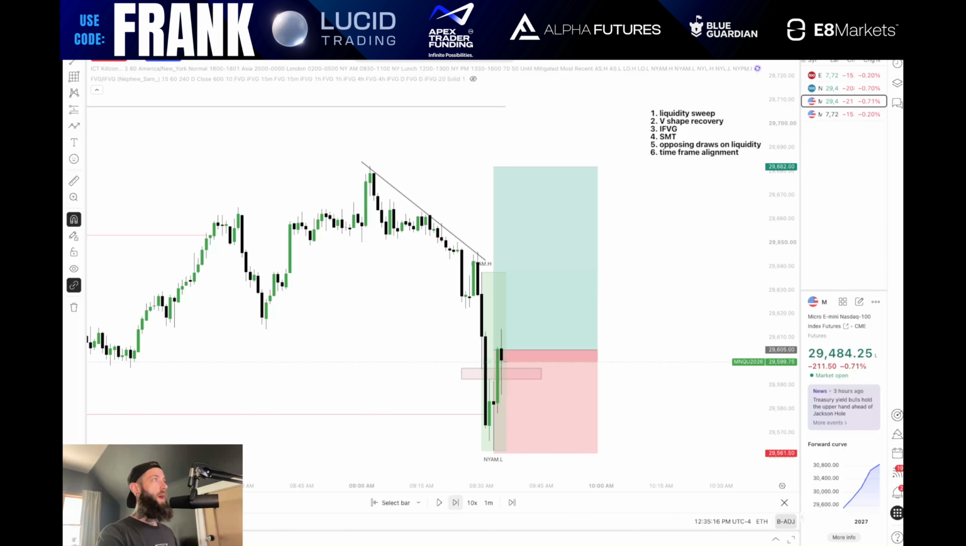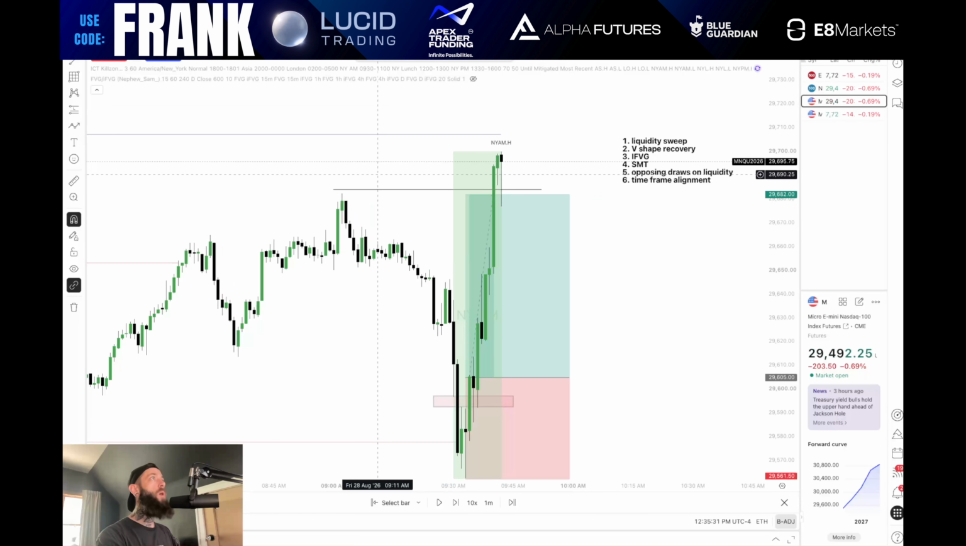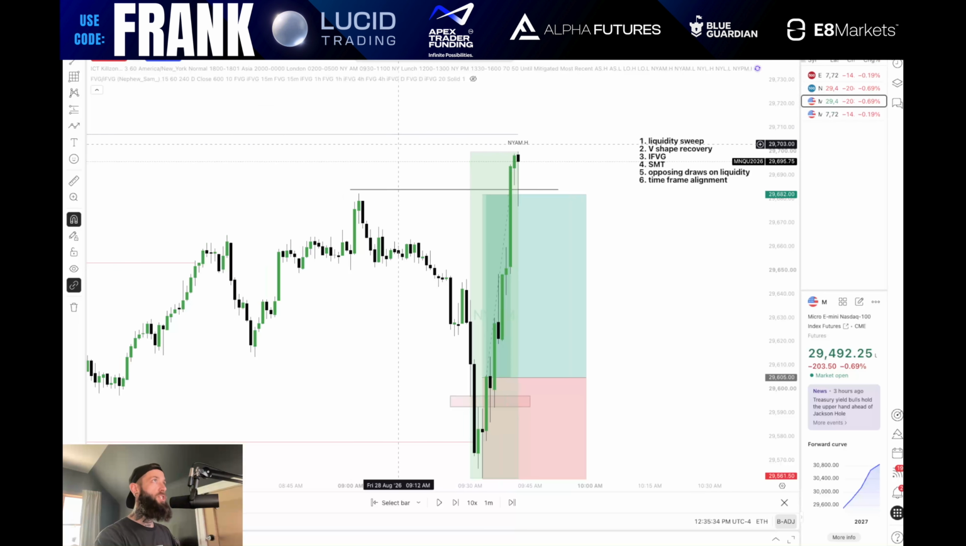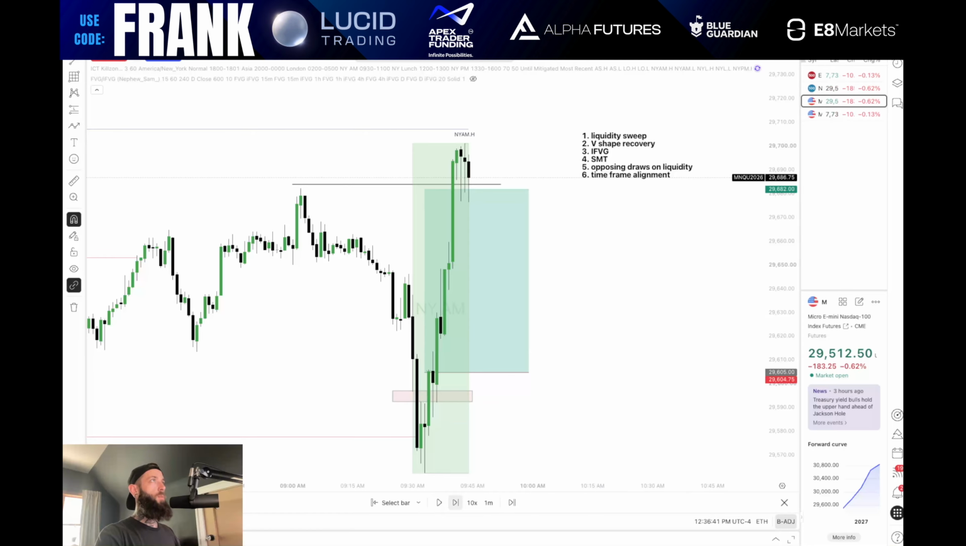So let's let this play out. And as you can see, we take out that first draw on liquidity. That is my first take profit. So now I just have runners. Now I want to see Asia high be taken. This is the point where I already secured profits and I'm going to put the rest of my trade at break even, and we're going to see how the rest of this plays out.